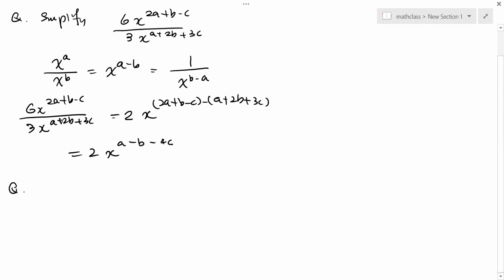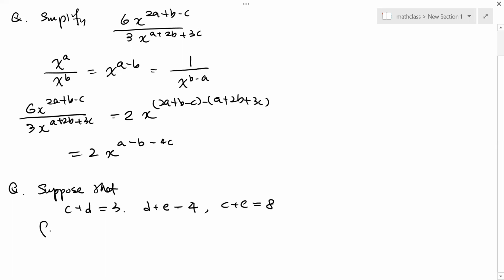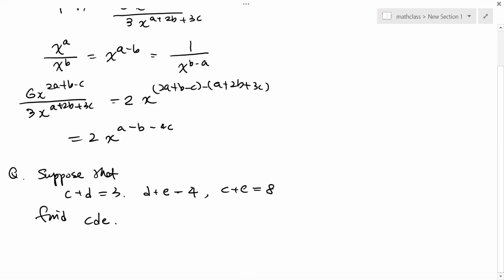So the second problem, we assume that c plus d equals 3, d plus e equals 4, and c plus e equals 8. We want to find the value of c times d times e. Okay, express the answer as a fraction.